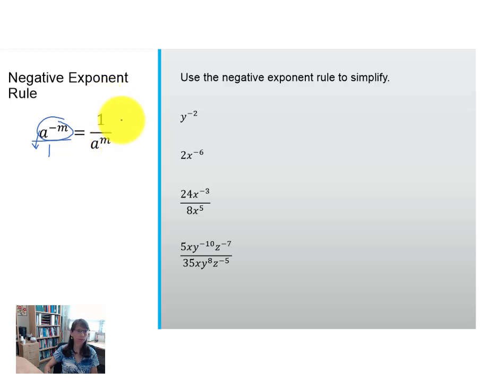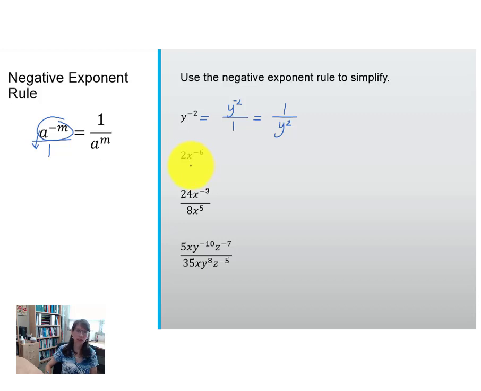With y to the -2, think of that as y to the -2 over 1. So to change -2 to a positive, simply shift it down. So we have 1 over y squared.